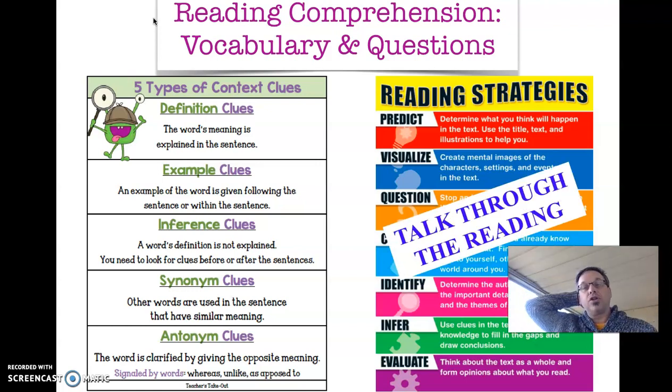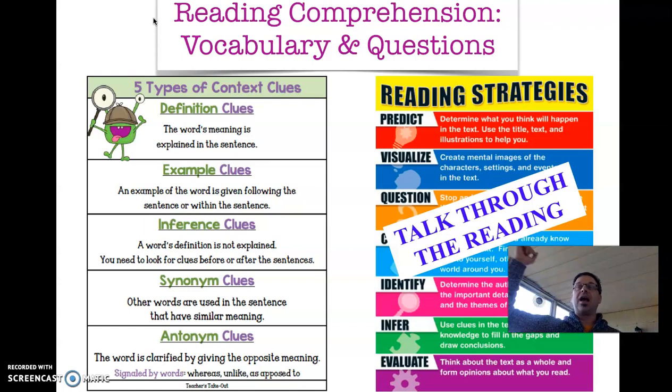One of the things I always talk to students about is the idea of talking through the reading. So whatever you're reading, talk to yourself. Ask yourself questions. Right here, question. Do I understand what this sentence is about? How does this sentence relate to the one before it or the one after it? How does this paragraph relate to the other paragraphs or the whole text?